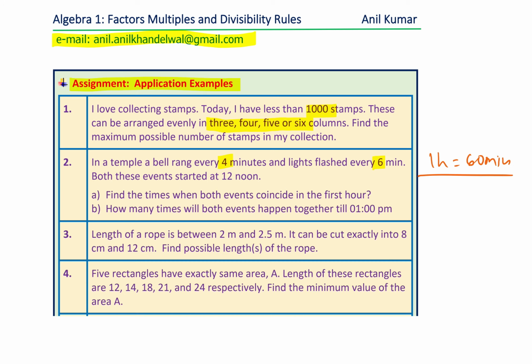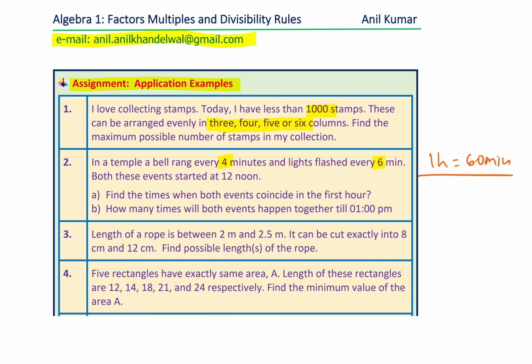So that should help you to figure out the possible solution. Okay, question number 3. Length of a rope is between 2 meters and 2.5 meters. It can be cut exactly into 8 centimeter and 12 centimeter pieces. Find possible lengths of the rope.